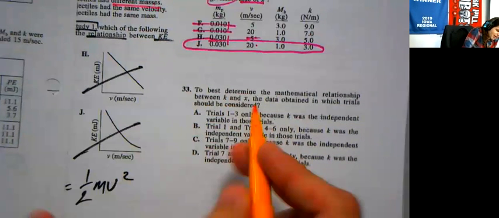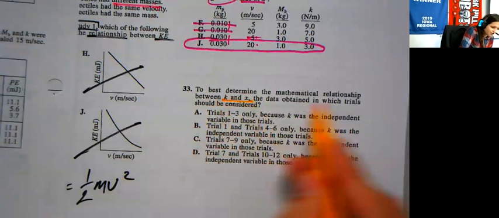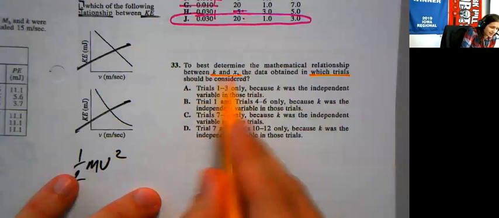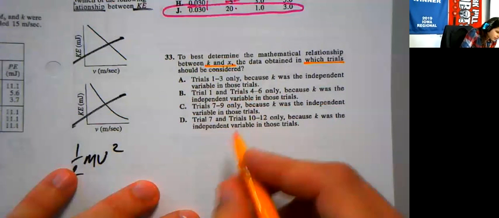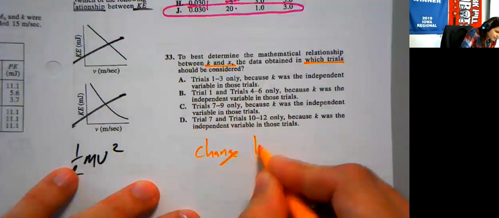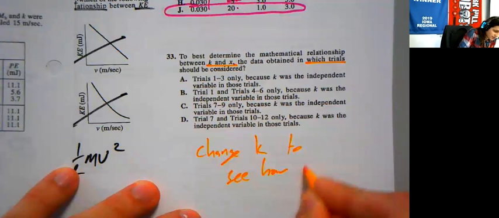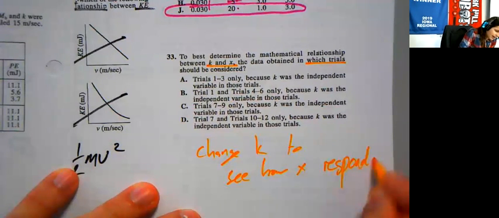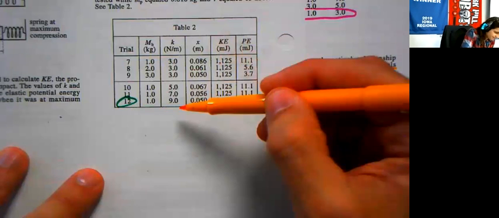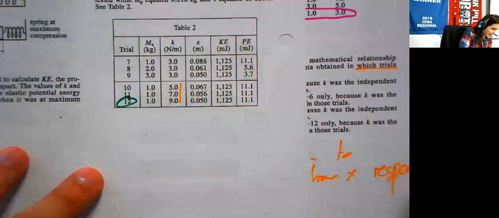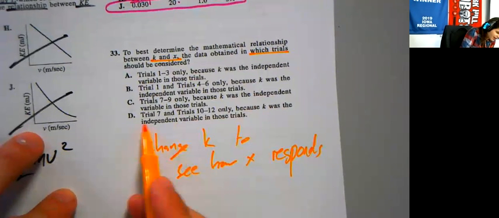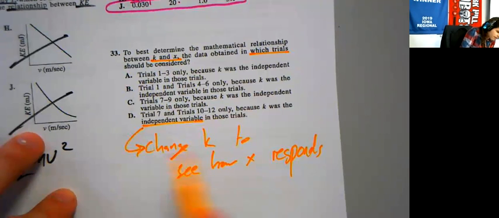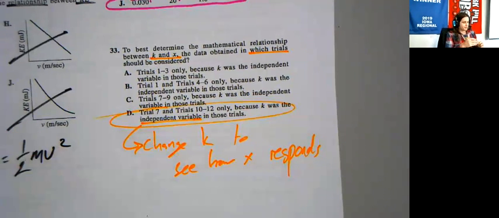To best determine the mathematical relationship between k and x, the data from which trials should be considered? If we want to know the relationship between k and x, well, we should change k, right? Change k to see how x responds. So where is k changed? K only shows up down here in table 2. I see here it was changed. That's going to be trials 10 through 12 because k was the independent variable in those trials. The independent variable is the thing that is changed. So there you go.